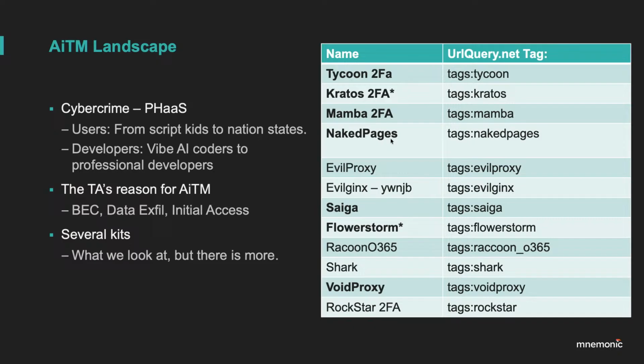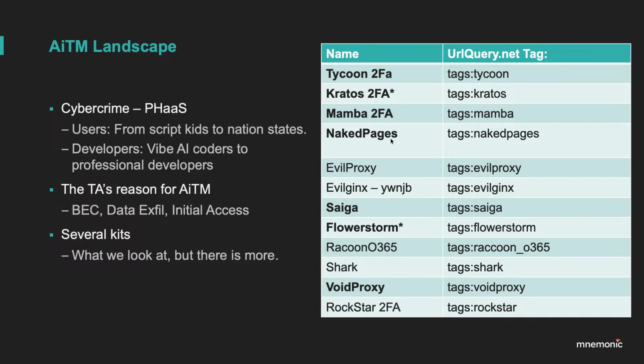These are the ones that we have eyes on. The ones that are in bold, so Tycoon, Kratos, Mamba, Naked Pages, Saiga, and Flowerstorm, are the ones where we have pretty much automated the entire process for ingesting threat intelligence around the deployment of these phishing kits. And the other ones, Evil Proxy, Evil Nginx, and so on, are the ones that we still do manually because they change things, they try to stay under the radar, and so on.